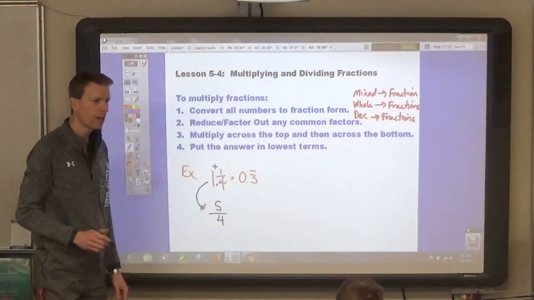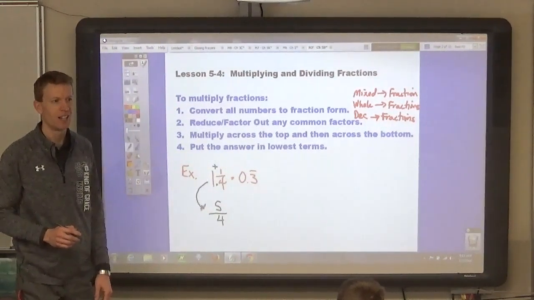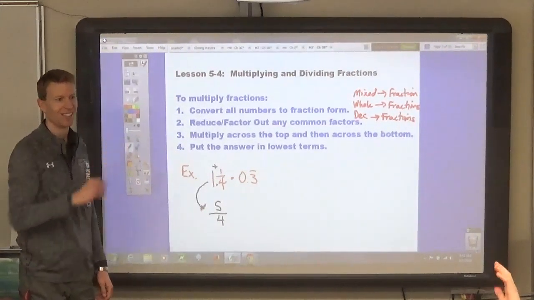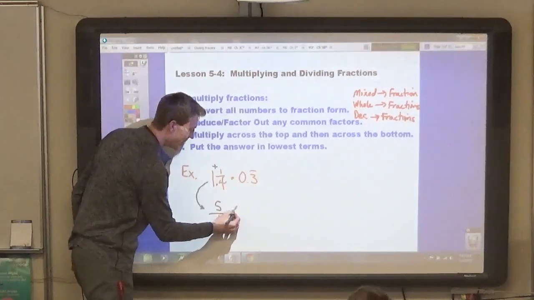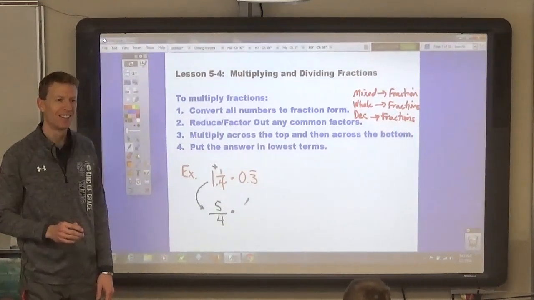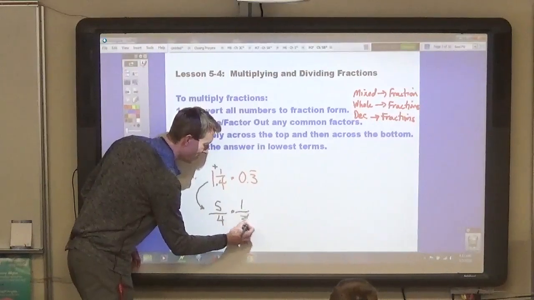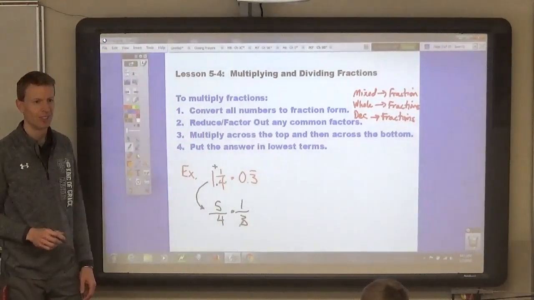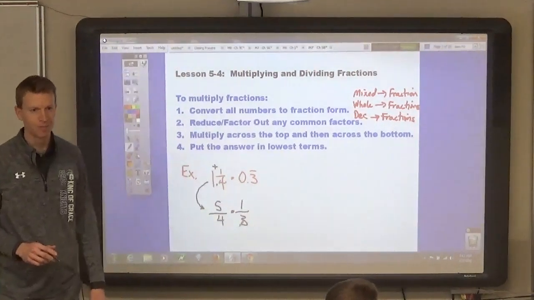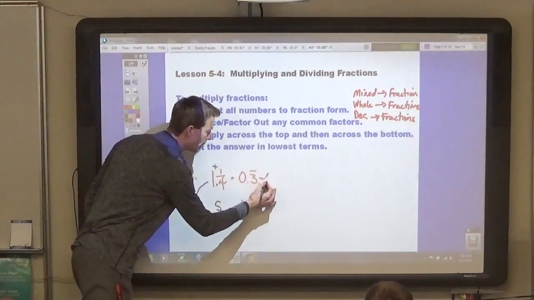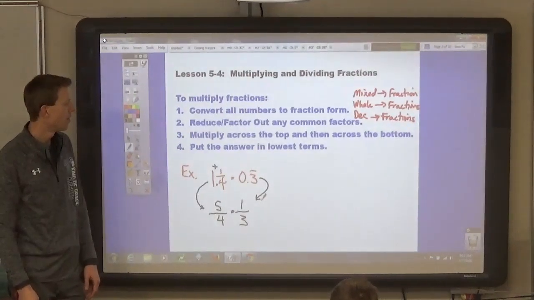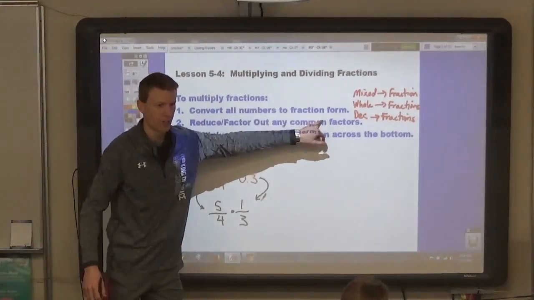What is 0.3 repeating as a fraction? 3/9, which is reduced to 1/3. Yep, and that's one you memorized, right? Good. So we have to rewrite this as a fraction. 5/4 times 1/3. Then it says to factor out any common factors.